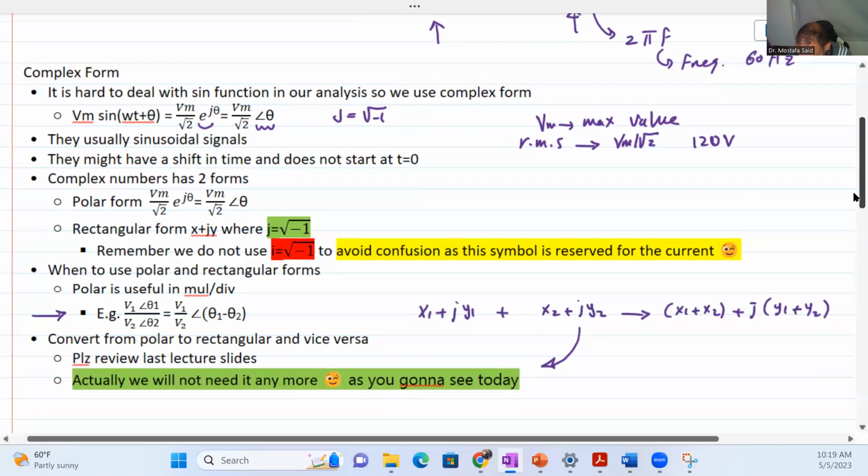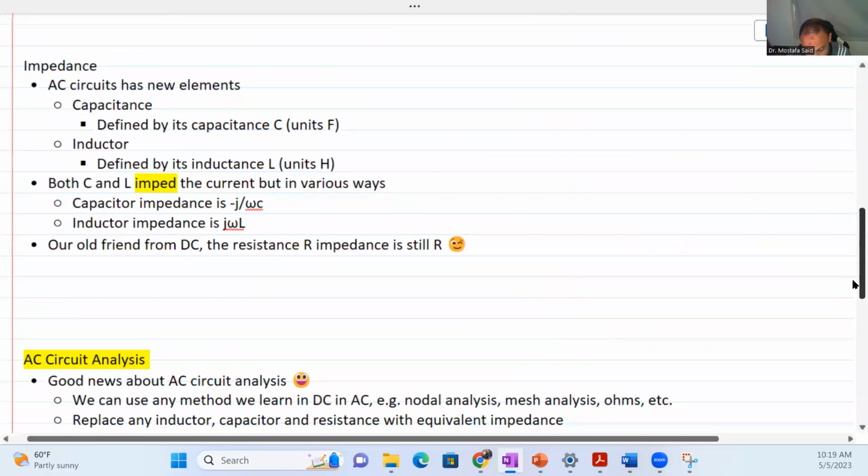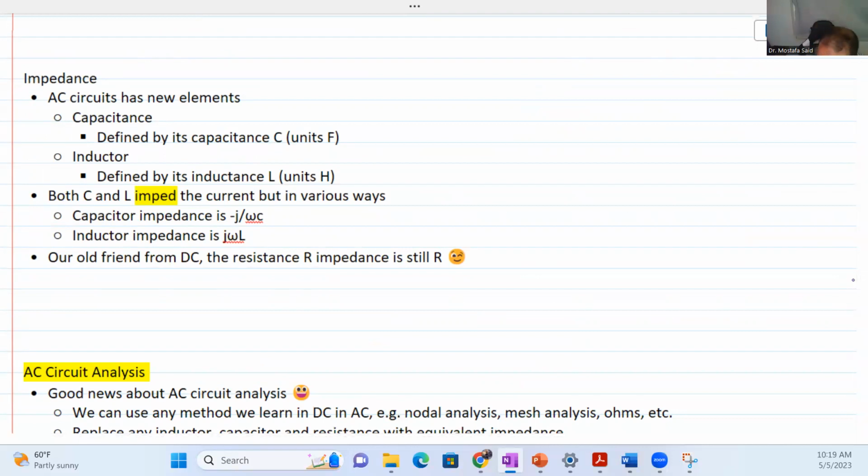Okay, good. Now we also discussed the impedance. We said that in our AC circuits there are new elements. We have what's called the capacitor, and we explained what the capacitor does. The capacitor is defined by its capacitance C, which has a unit in farads. And we also discussed another element called the inductor.